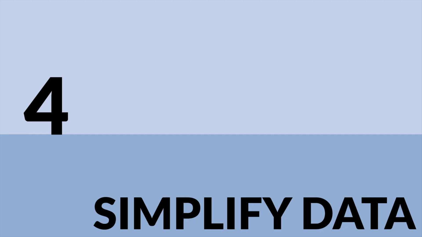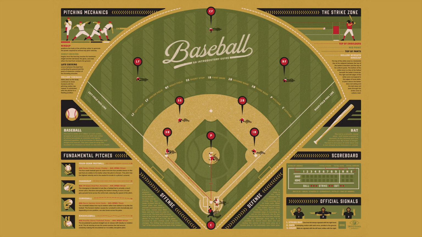Tip number 4 is to keep your data simple. Good data can be an extremely persuasive element of your presentation. Just be sure to keep it clear and simple enough to where people can understand it. Maybe you're doing a presentation about baseball and you come across this infographic.